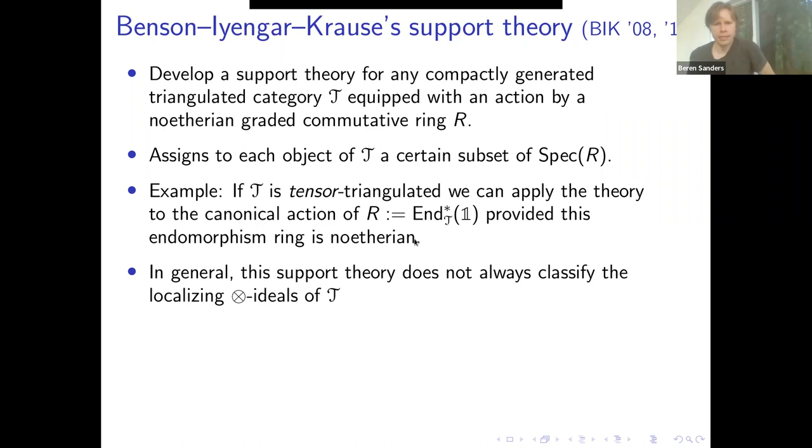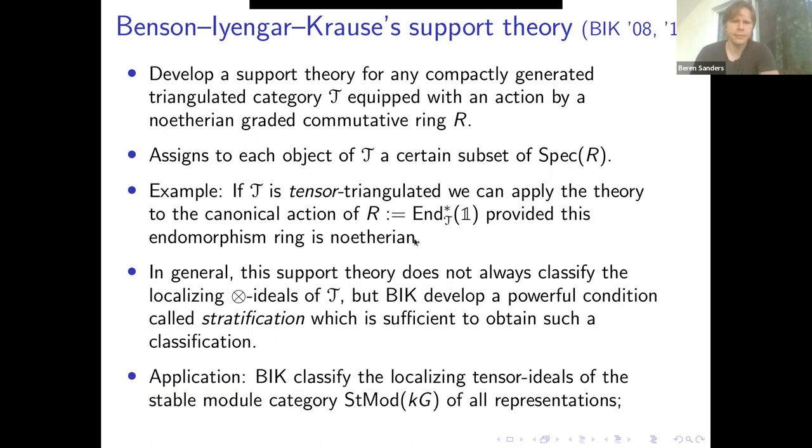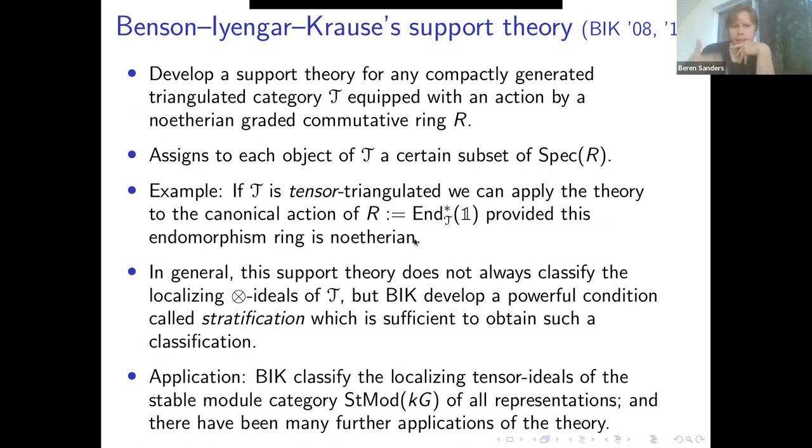Now, in general, this theory of support does not always classify the localizing tensor ideals of T. That's sort of too much to ask. But what Benson-Iyengar-Krause do is they develop a powerful condition called stratification, which is sufficient to obtain such a classification. And as an application, they classified the localizing tensor ideals of the big stable module category of all representations. And there have been many further applications of their theory since then, but that was the original main application that they were focused on.